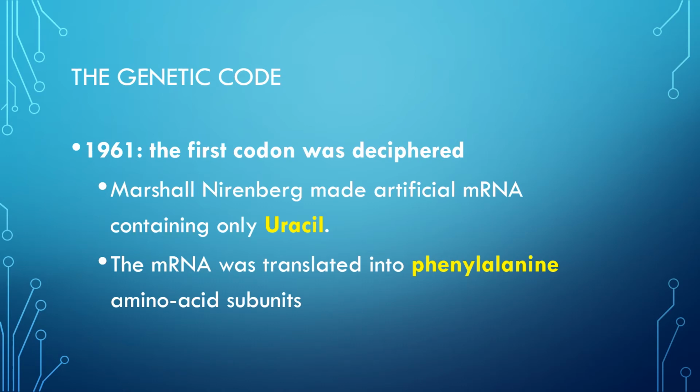So, the genetic code. The first one was deciphered by Marshall Nirenberg in 1961. He made artificial mRNA containing only uracil, so U. The mRNA was translated into phenylalanine amino acid subunits.